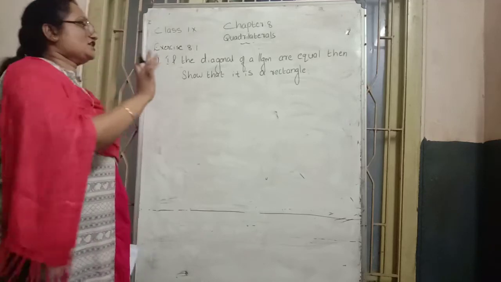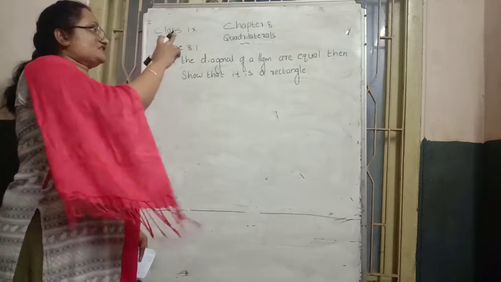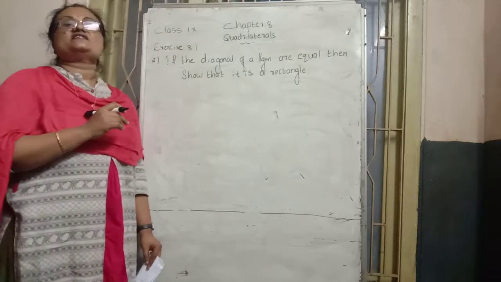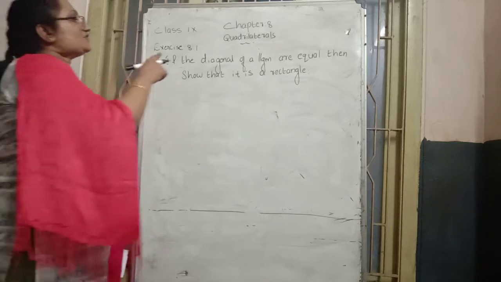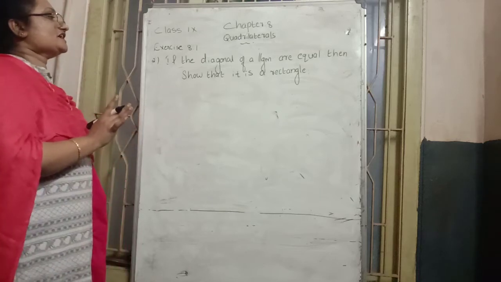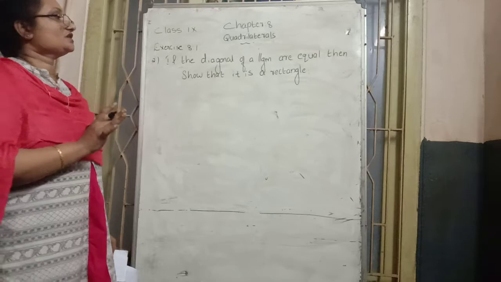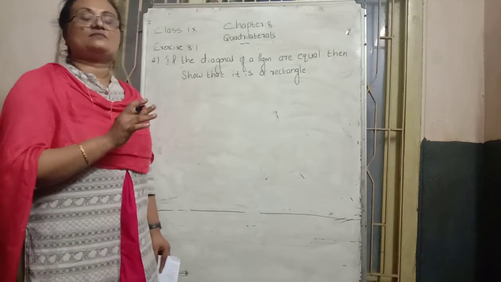Hi students, now we are going to discuss exercise chapter 8, quadrilaterals, exercise 8.1, second question. In the second question, they tell us that if the diagonals of a parallelogram are equal, then we want to show that it is a rectangle. One parallelogram is given there. That parallelogram becomes which shape?